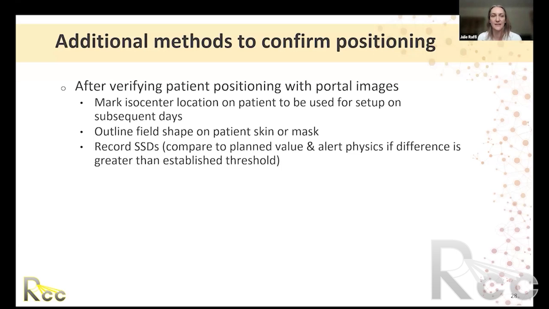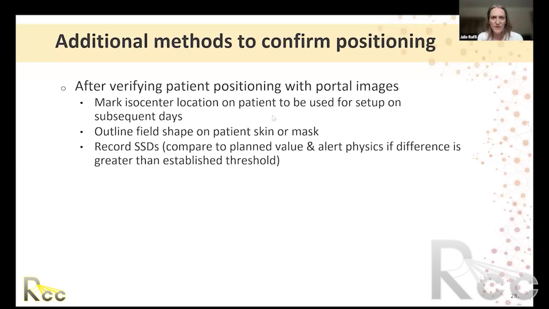We'd actually trace the field on the patient's skin to help with extra verification when they come back on subsequent days. And then we record SSDs, the source to surface distance, and we compare to the planned value and alert physics if the difference is greater than an established threshold. So you want to think about how much difference in SSD is okay before you have to call a physicist to verify that it's okay to treat the patient.